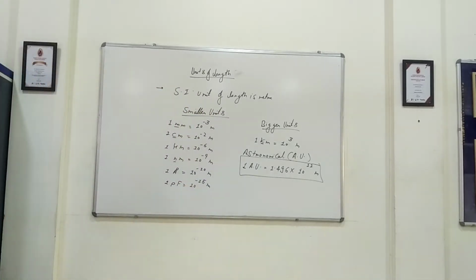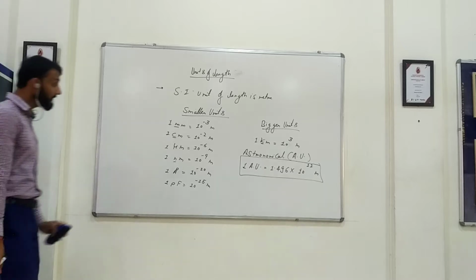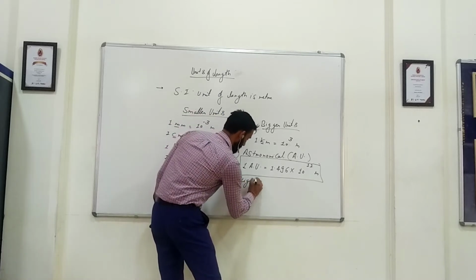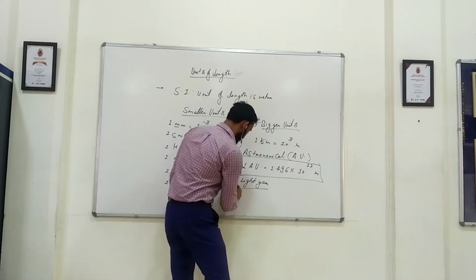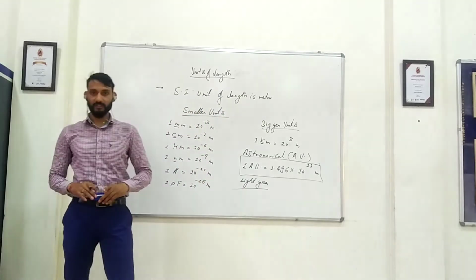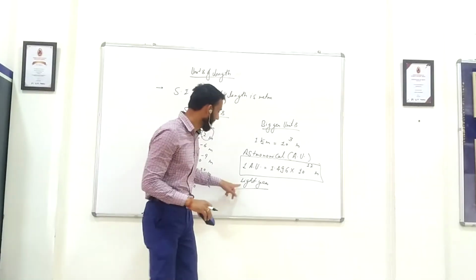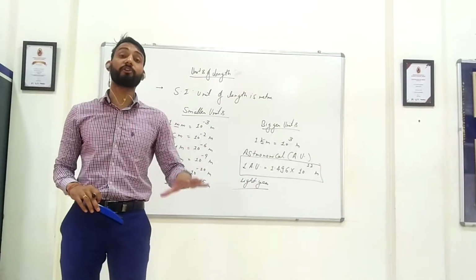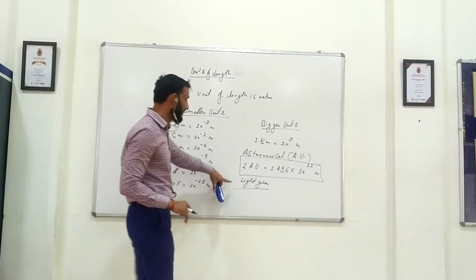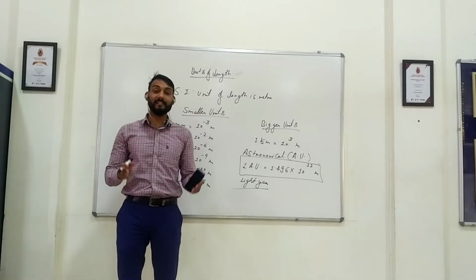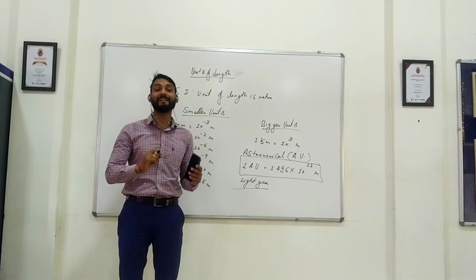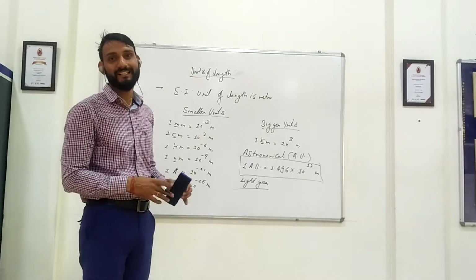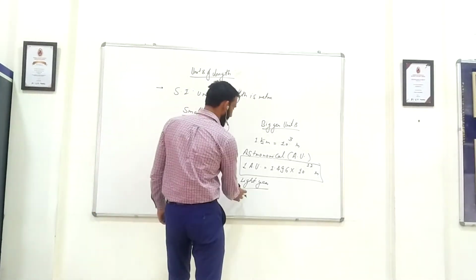One more bigger unit we have, and that is light year. With the name, people tend to think that since light year is written, it is a unit of time, but that's wrong. It's a unit of length. How do we define light year? Light year is the distance traveled by light in 1 year. How much distance is the light traveling in 1 year? That can be calculated easily. How do we calculate this?